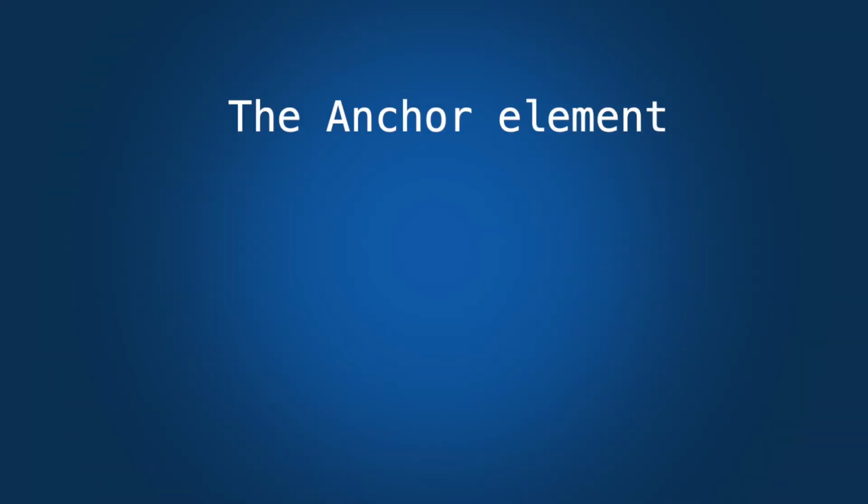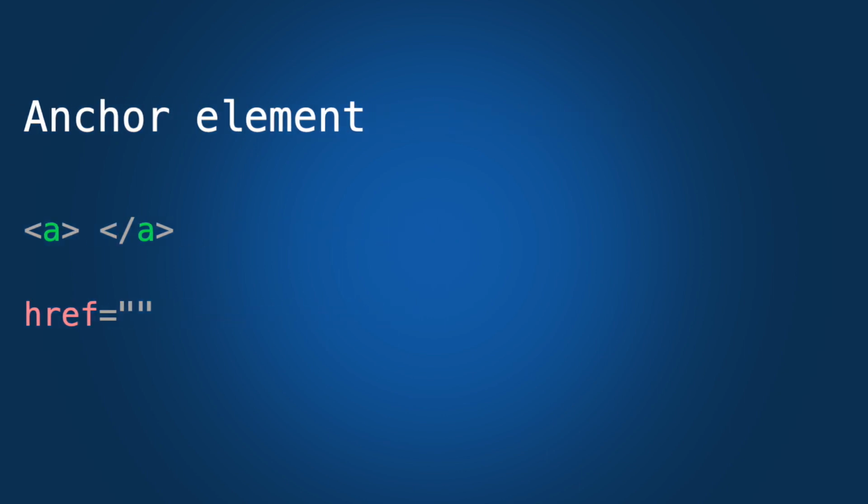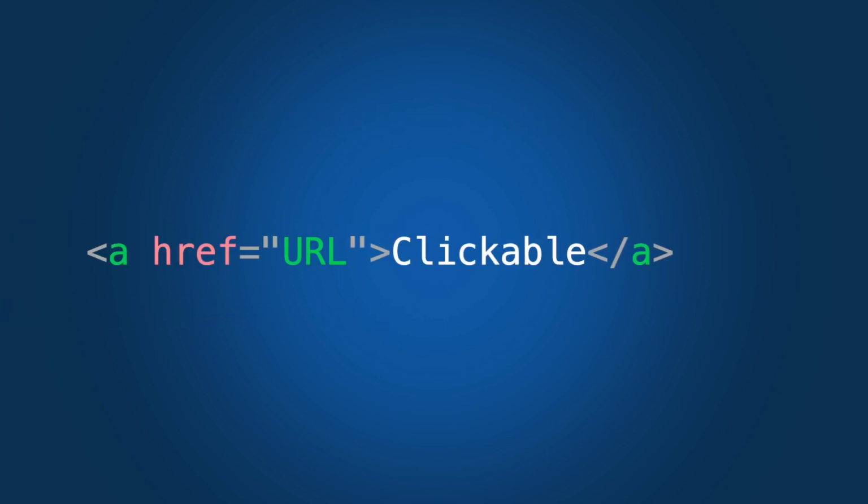In this video, we are going to look at markups that create hyperlinks. An anchor tag, denoted by an A element, which has an attribute called href, is used to create hyperlinks in HTML. So here's how it looks. The href attribute specifies the URL of the page the link goes to, and anything between the opening and the closing tags is the clickable text.